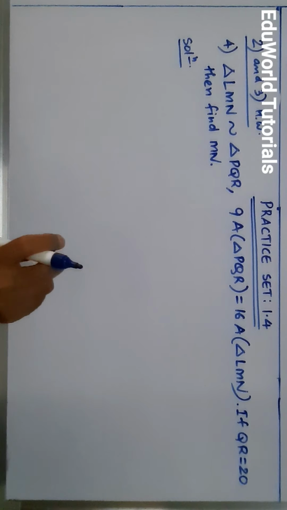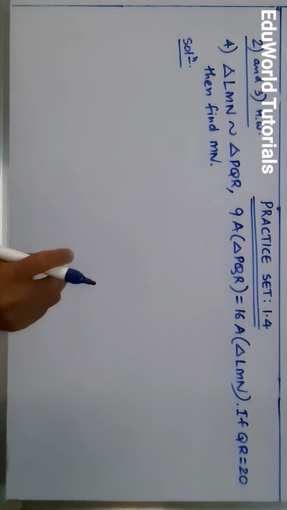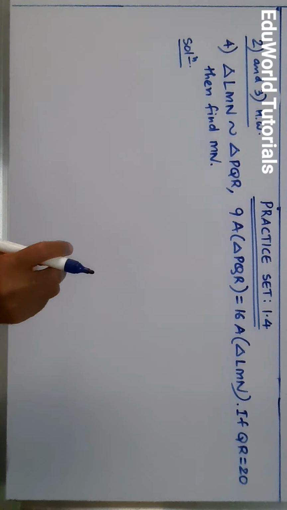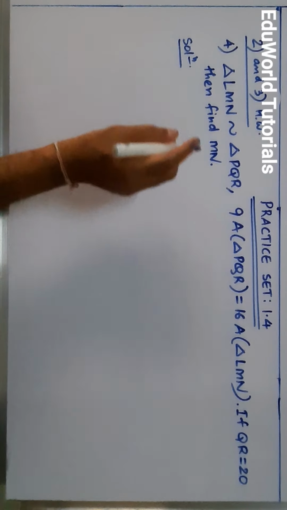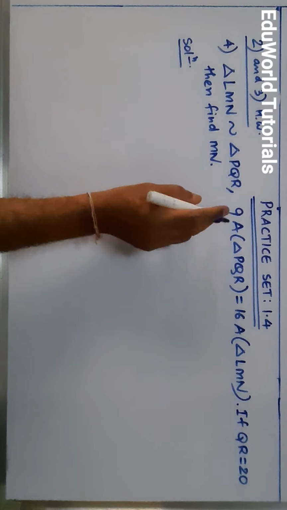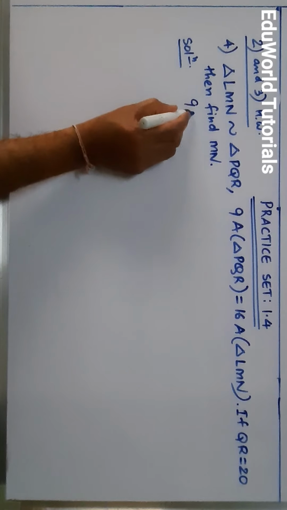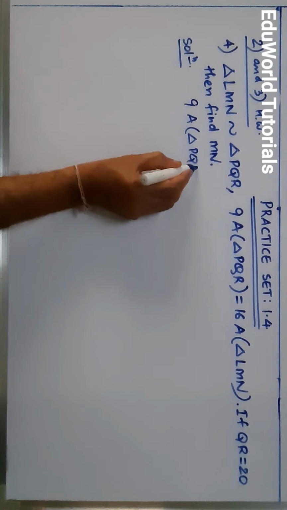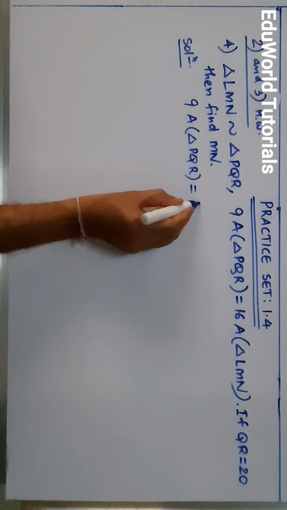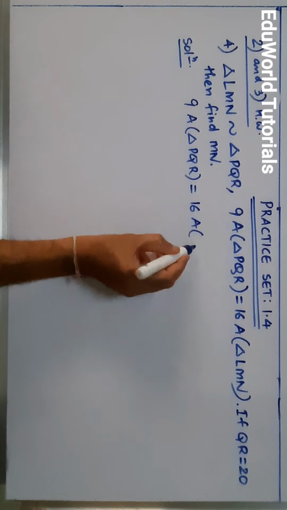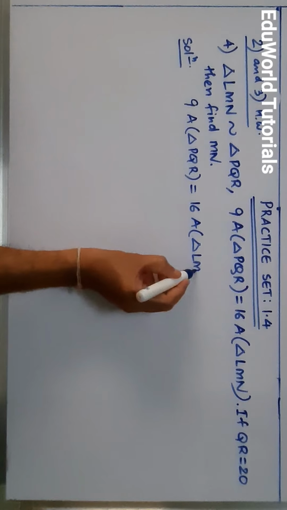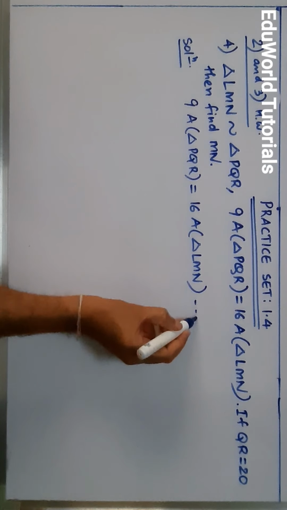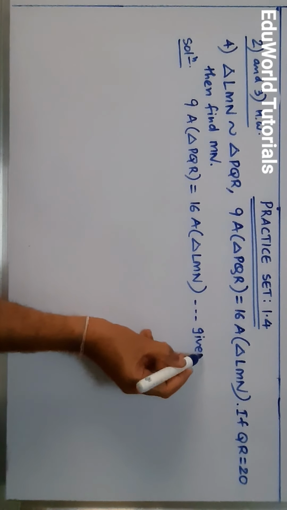We are using the same theorem which we have studied, the theorem on areas of similar triangles. Understand? How will we start now? 9 times area of triangle PQR is equal to 16 times area of triangle LMN. This is given to us. So we will write given.